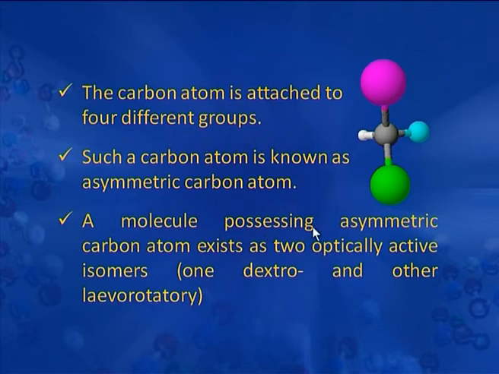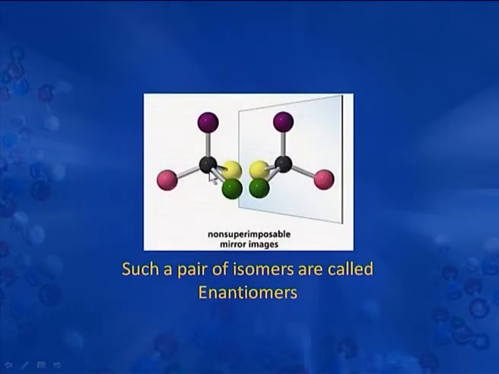A molecule which possesses an asymmetric carbon atom like this can exist in two optically active isomers; one will be dextrorotatory and the other will be levorotatory. You see, this is a molecule in which carbon has four different groups attached to it, and we have its mirror image. We will find that this mirror image is non-superimposable over it, as we have seen earlier for the bromochlorofluoromethane molecule. So, this is a pair of isomers which are non-superimposable over each other, and such a pair of isomers are called enantiomers.